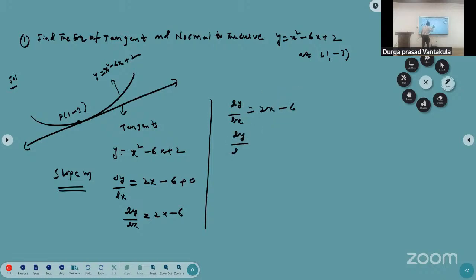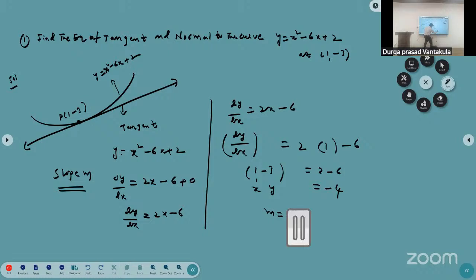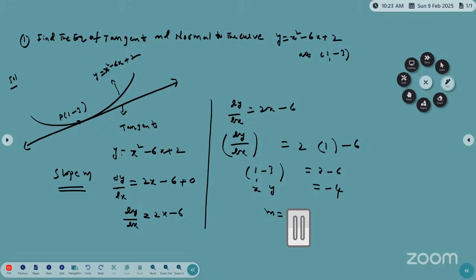Find the point. Here, what is the point? 1 comma minus 3. Assume x equal to 1, y equal to minus 3. Substitute here. What is the x value? 1. There is no y. 2 minus 6, how much? Therefore, what is the slope here? Minus 4. Slope is ready. Later, we find one line and one more line. First, note down that I just evaluated the slope.